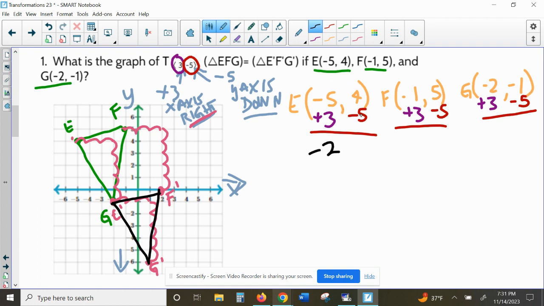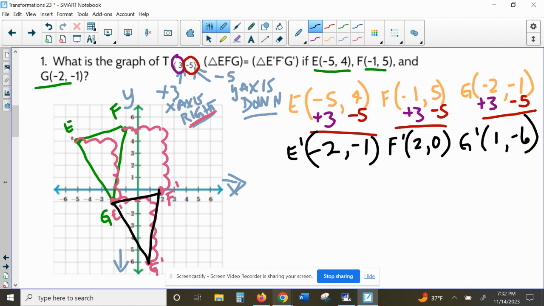I have a 4 plus a -5. That is a -1. So that means my E prime is there. F, -1 plus 3. It's going to be a 2. Then I have 5 plus -5. That's 0. And then my G prime, I've got -2 plus 3. That's a 1. And I've got -1 plus a -5, and that is a -6. So this is where all my points should be without even drawing a picture.